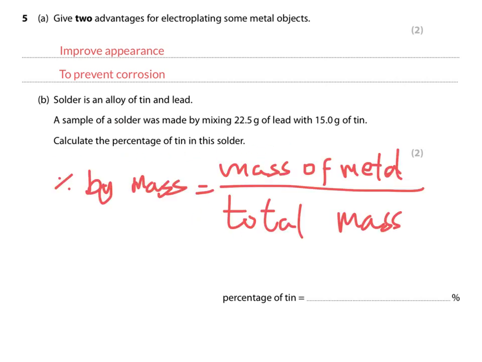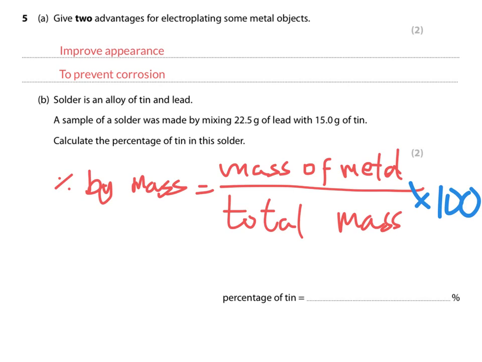So to calculate the percentage by mass, the amount of mass of tin in this case, but this works for any of these questions where it says calculate the percentage of a substance in a total compound substance. So the percentage by mass of tin would be the mass of the tin, 15 grams, divided by the total mass, times by 100. So let's do that.